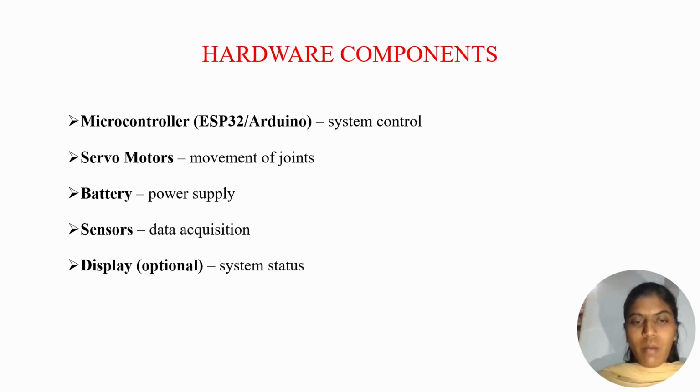Then the hardware components. What types of hardware components are we using? Mainly we are using five types of components. One is the microcontroller, the ESP32, as the system controller; the servo motor for movement of the joint; the battery as power supply; the sensors for data collection; and the display for the system status. It shows what status the system is in and these commands. The display is very simple; we are using an LCD display.